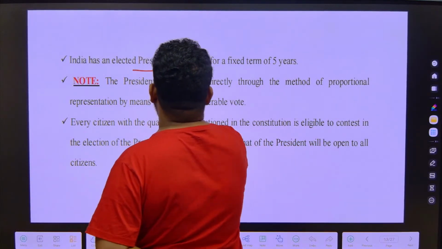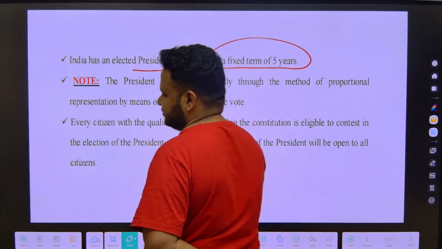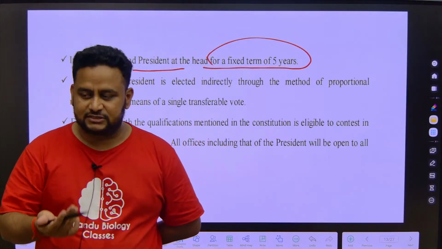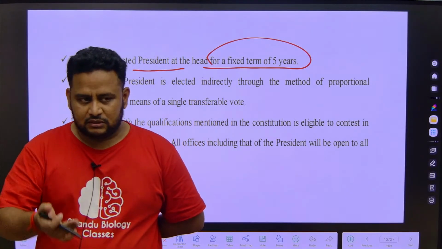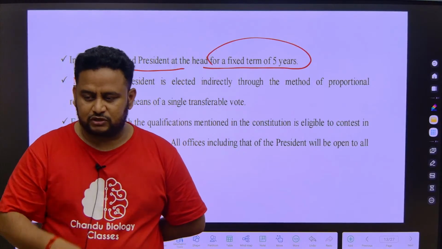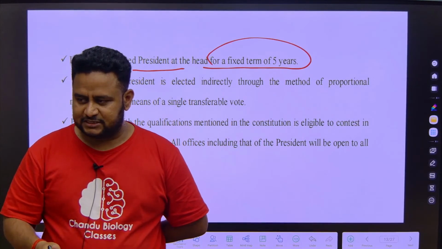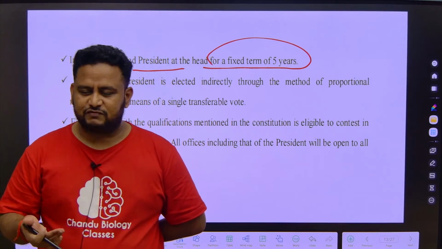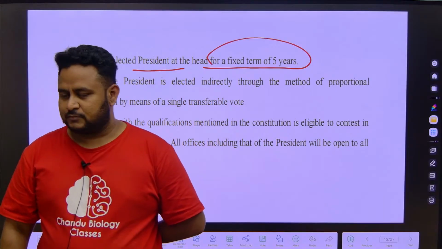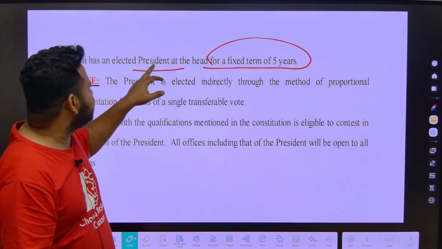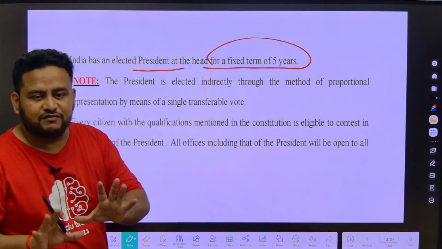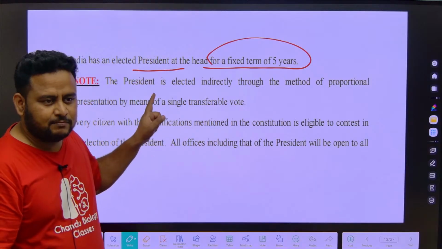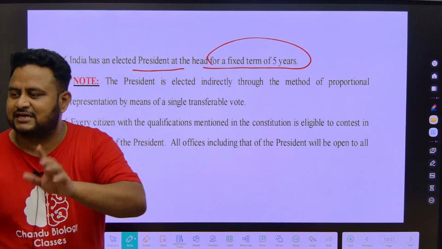Okay, India has an elected president at the head for a fixed term of 5 years. When I talk about the president, I will talk about the term of 5 years, how the president is elected, how he is removed, how he can resign, who gives the vote to him. I told you the president can be impeached for violation of the constitution under Article 61, but violation of the constitution is not explained in the constitution. India has an elected president at the head for a fixed term of 5 years. Why am I telling this? Because India has an elected president, India is a republic.